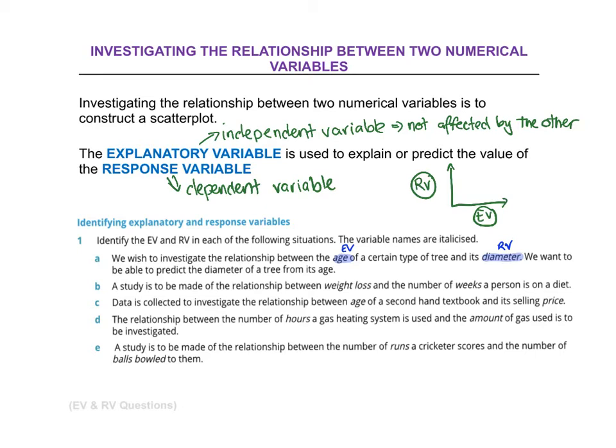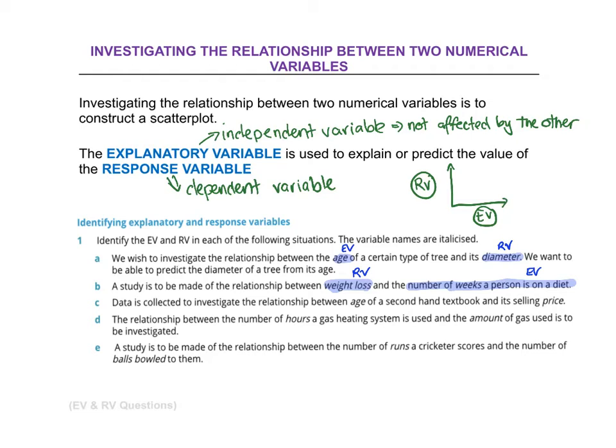Okay, let's do the next one. A study is made of the relationship between weight loss, so how much weight you lost, and the number of weeks a person is on a diet. So what do you think we would be looking at? What would I be investigating to see how much weight loss, yeah? So that one is probably our response. And the number of weeks that a person goes will be explanatory. So think of the response as what you're having a look at, what you want to know is happening.